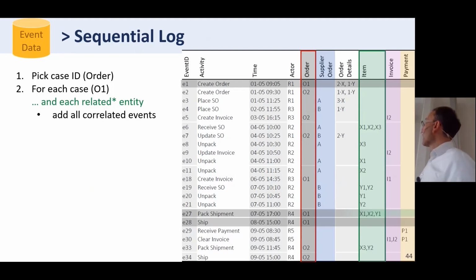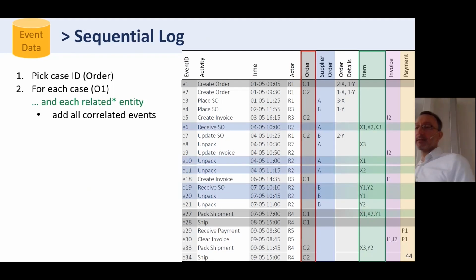And related would be, for example, here, X1, X2, Y1, because they're mentioned in this event E27, so they're related. So I know X1, X2, Y1, they're related to O1. So I'm going to add all events that refer to X1, X2, Y1 also to this case, right? So this would be then these events. I'm leaving out the ones that only talk about X3 and Y2 because they're not related to O1. These ones. And I can keep on doing this, right?